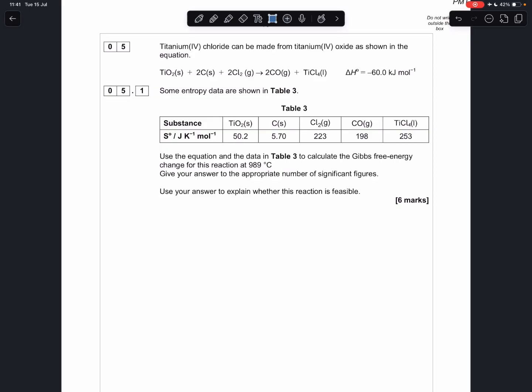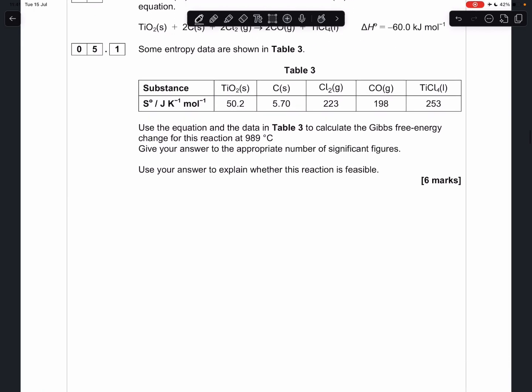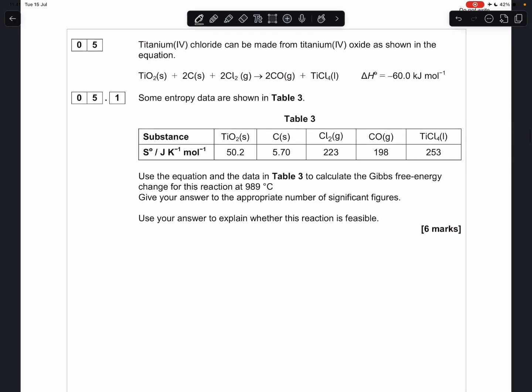Titanium chloride can be made from titanium oxide as shown in the equation. Some entropy data is shown in table 3, and we've also got our enthalpy change here. So here is the entropy in joules per Kelvin per mole. Use the equation and the data in table 3 to calculate the Gibbs free energy change for this reaction at 989 Celsius. Give your answer to appropriate number of significant figures and explain if the reaction is feasible.